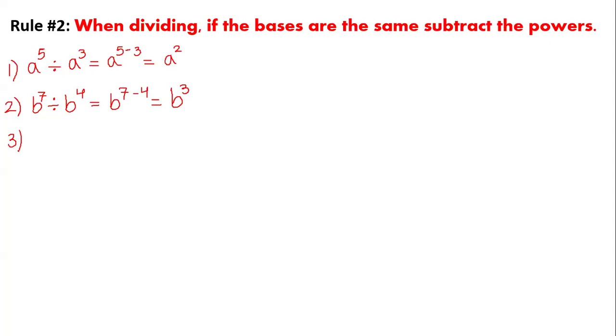Number 3. We have f to the power of 9 divided by f to the power of 2. That's going to be equal to f to the power of 7. Very good, 9 minus 2. 9 minus 2, it's 7. It's going to be equal to f to the power of 7.